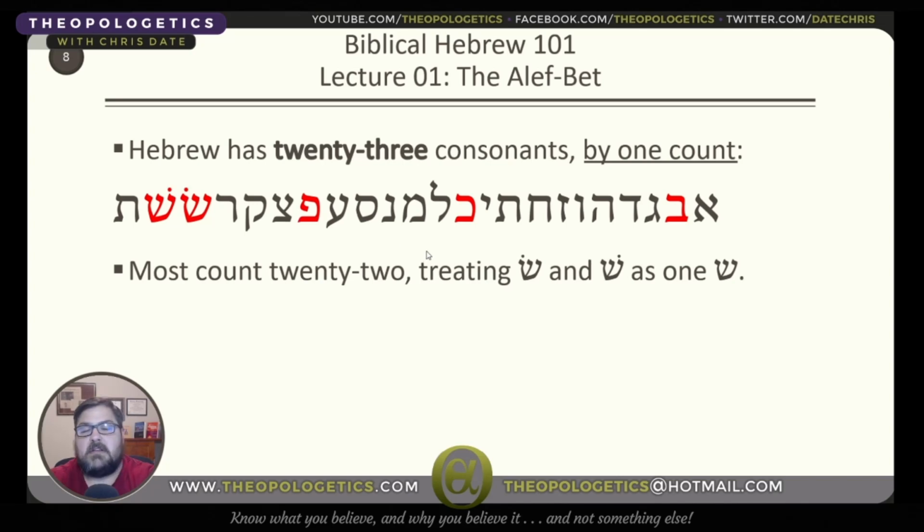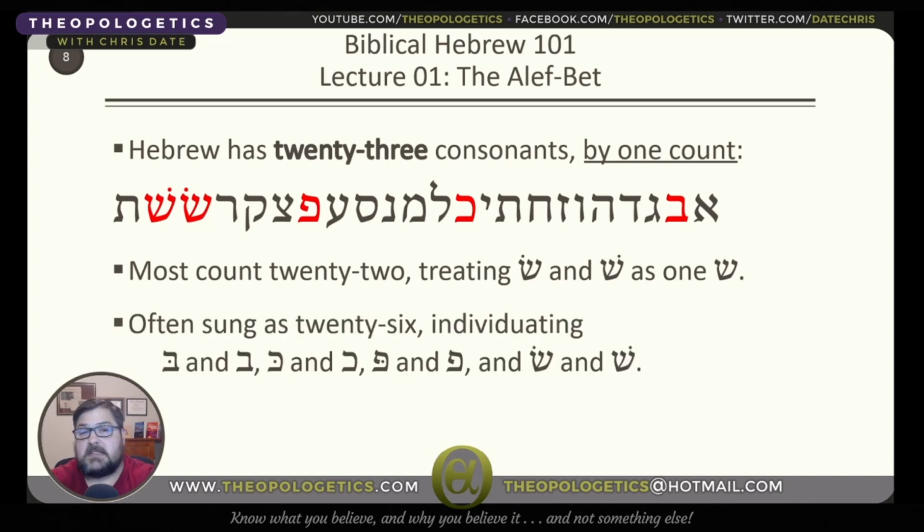On the other hand, there are ways of counting the Hebrew consonants in such a way as to result in 26 characters. This is particularly true when sung by children in Alef-Bet songs.